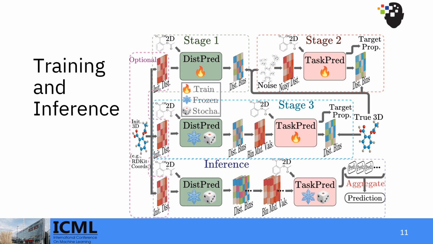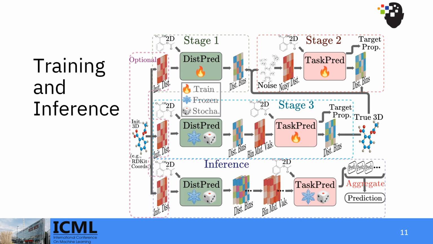During inference, we employ a stochastic approach. The distance predictor generates multiple distance predictions, which are then passed through the task predictor, that is, dropout is kept on. This allows us to make multiple sample predictions and estimate uncertainty, which is particularly valuable in applications like drug discovery and material design.